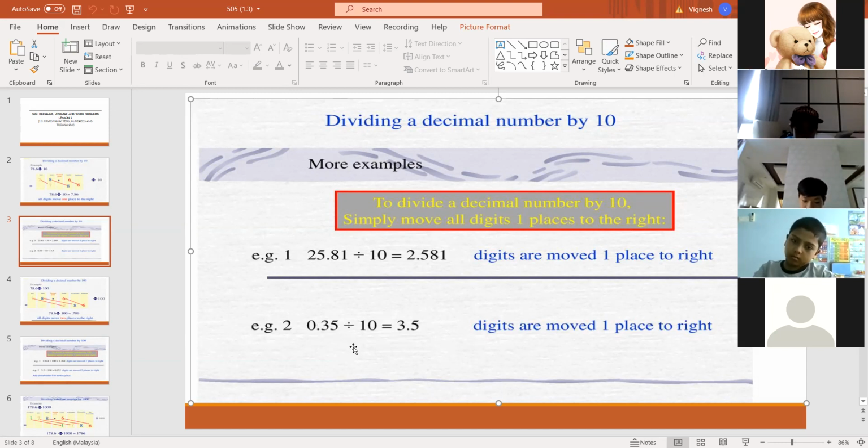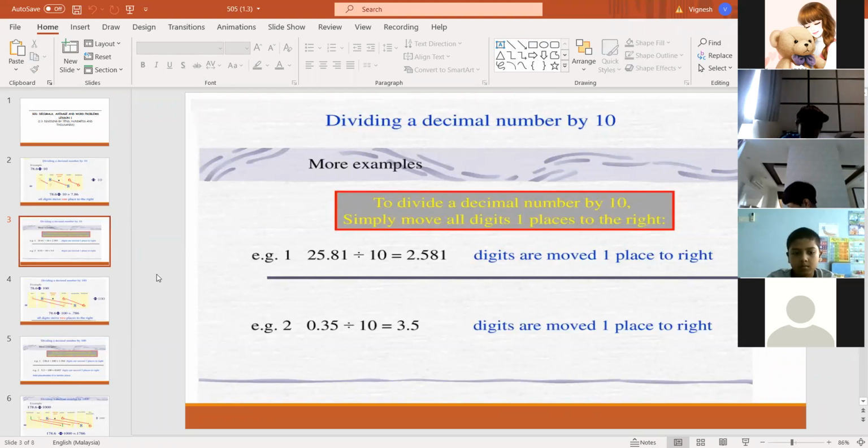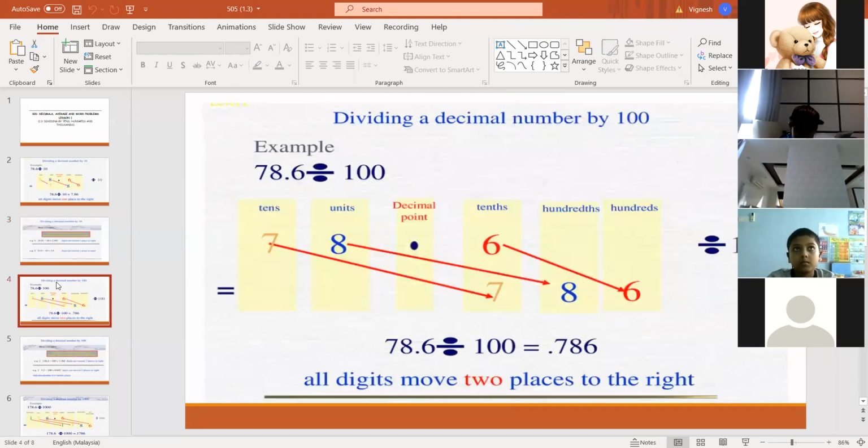0.35. Okay, but now I'm asking you all, if 0.35 is divided by 10, what is the answer supposed to be here? Since you are moving one decimal place to your left, correct? Because you are dividing it by 10. So what should your answer be? Please ignore this answer. What is the correct answer? Who can tell the teacher? 0.035. Very good. Okay, now still dividing, but dividing a decimal number by 100.